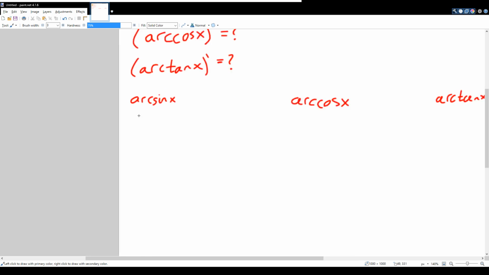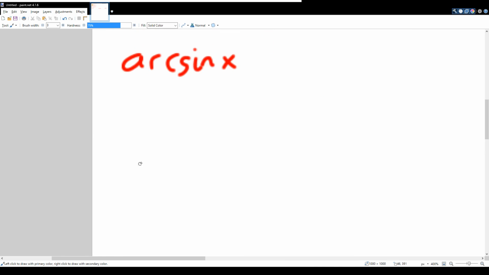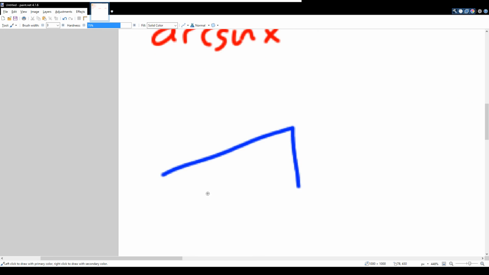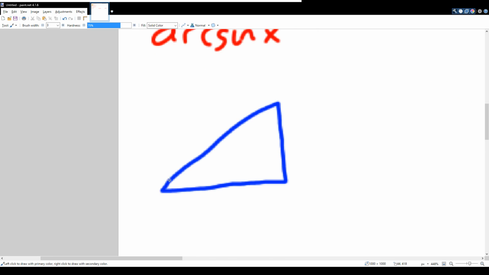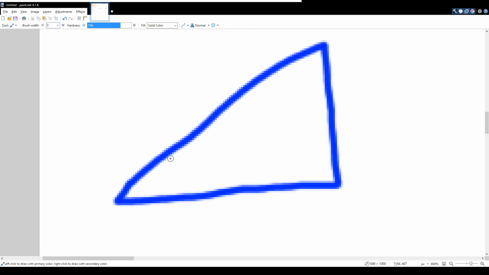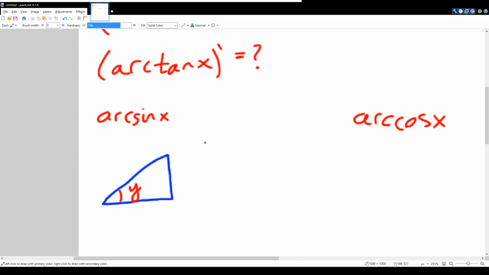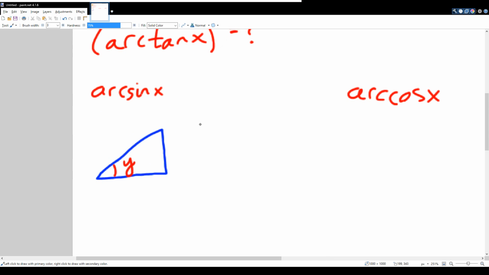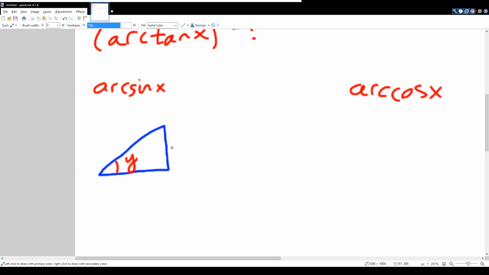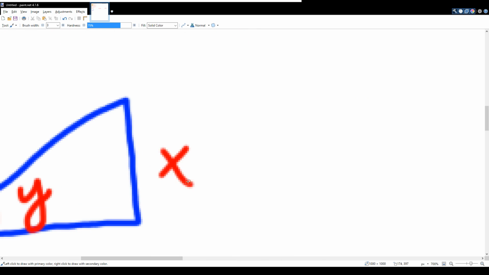So we're gonna start with arcsine first. So the setup that we're gonna have here is we're gonna set up a right triangle that actually looks good. There we go. So we'll call this angle y, and we're looking for the arcsine function. So we're gonna do it for the sine ratio. The sine is the opposite over hypotenuse, so we have x over 1.